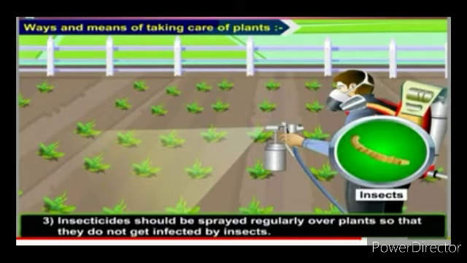Now see children, insecticides should be sprayed regularly over plants so that they don't get infected by insects. Here see children, a man is spreading the insecticide. Insecticides means kitak nashak. It is used to kill the insects. So the crops will grow properly because insecticide kills the insects.